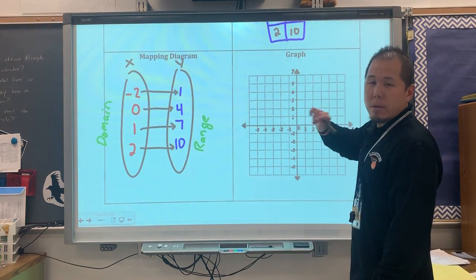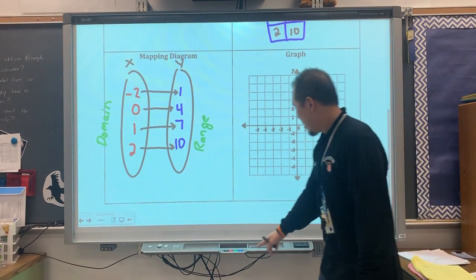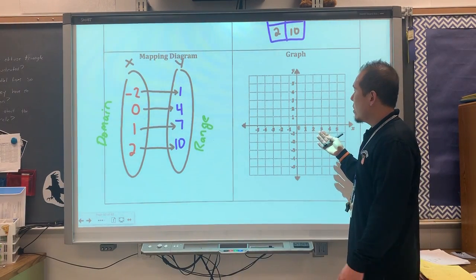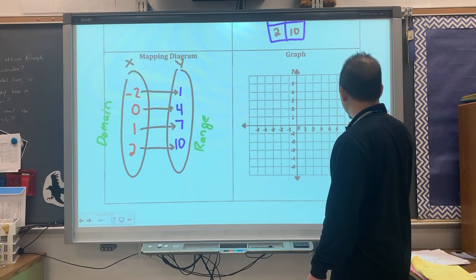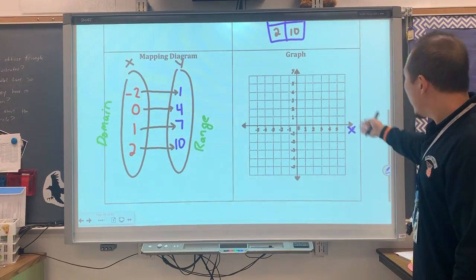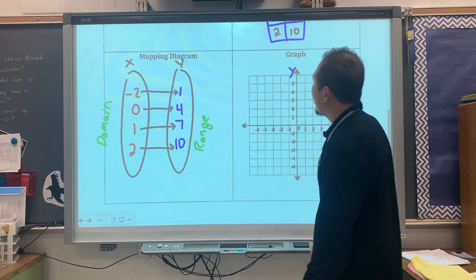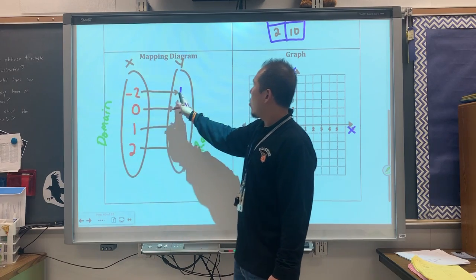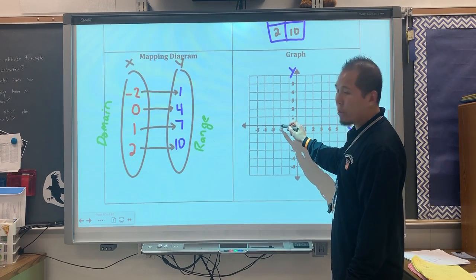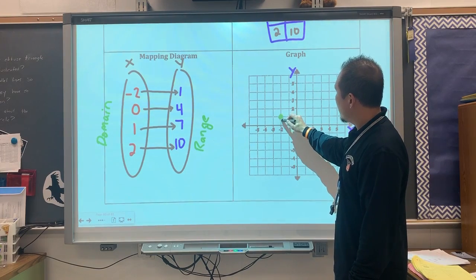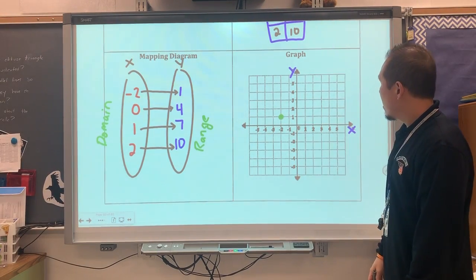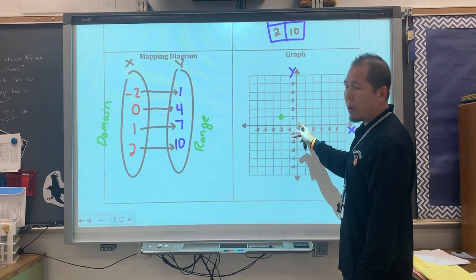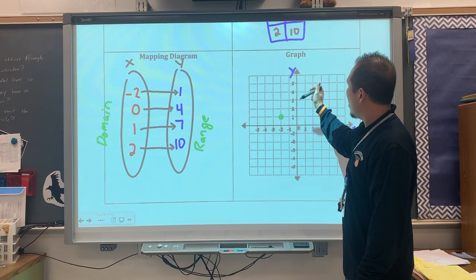The last thing is to turn it into a graph. So we're going to take our ordered pairs, or using our mapping diagram, and turn them into a graph. So remember, this way on the coordinate plane is the x, so I'll label it there so it's easier to see. And this way is the y. So let's take our first ordered pair, -2, 1. That's going to tell us to go left 2, up 1 to put a dot. Our next ordered pair is 0, it maps to 4. So 0 on the x, and up to 4 on the y.